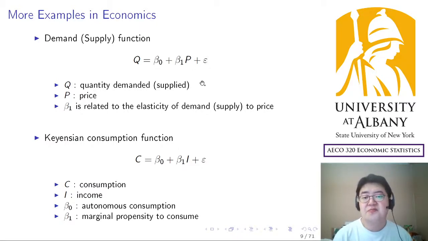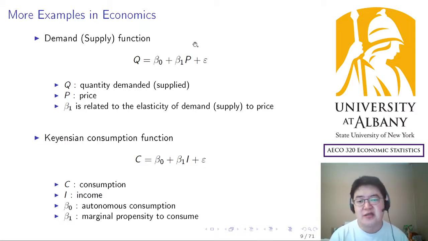And there is an error. What we are interested in here is beta 1. Typically, we are interested in the elasticity of the demand. The elasticity determines a lot of things, like for example, monopoly price, or how the tax burden is distributed, and like consumer surplus, for example. Okay, this is just an example.